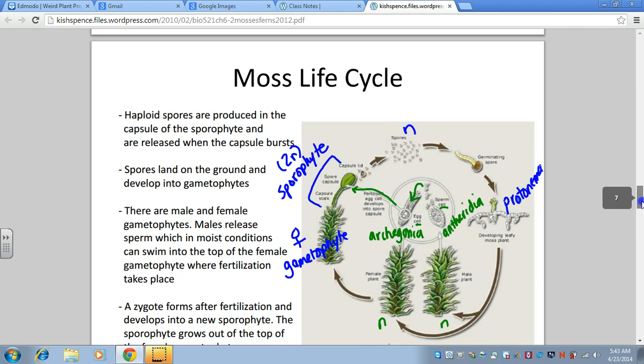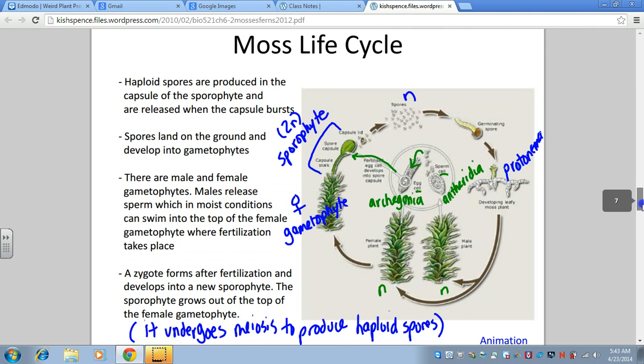So you should have this diagram. It's the life cycle of the moss. Okay, so we said there's the sporophyte. It's growing out of the top of the female gametophyte. And it has a capsule that's protected by a little coating. So the sporophyte is diploid, remember. It has 2 copies of chromosomes. Inside of the capsule, meiosis will happen in order to produce haploid spores. So the spores have only 1 copy of chromosomes.